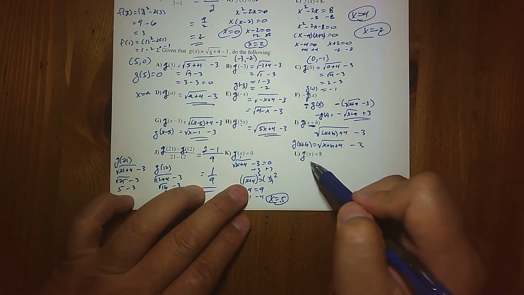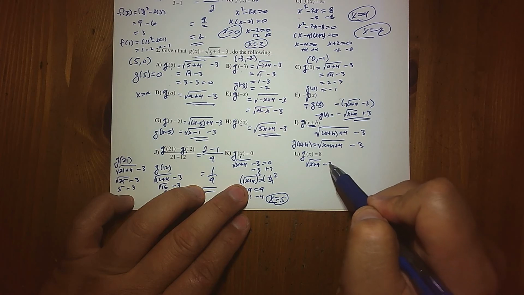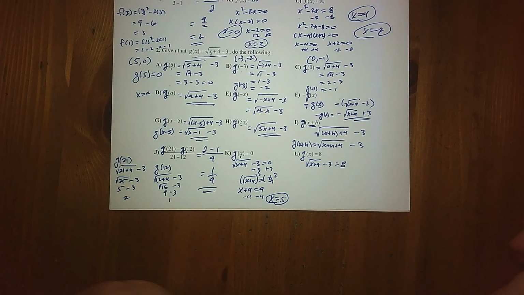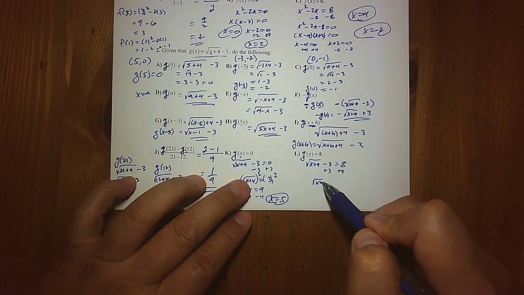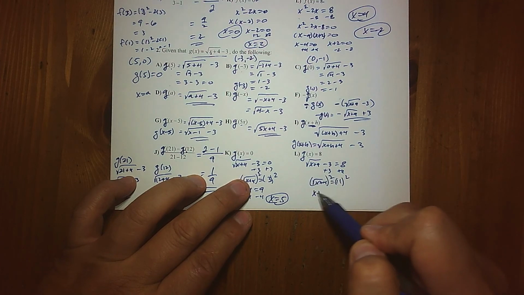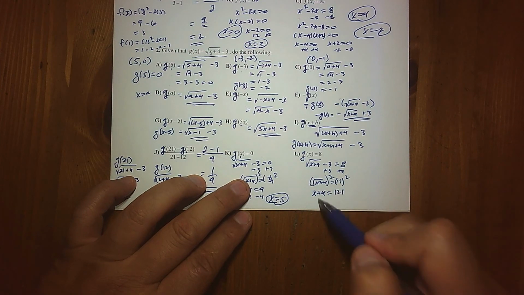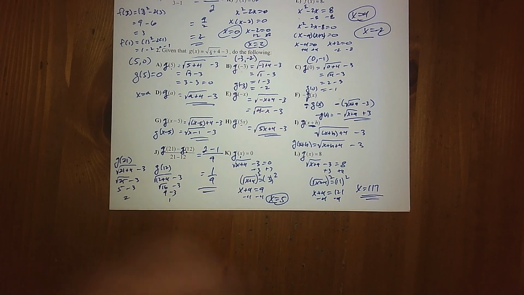Same thing here. g of x is equal to 8. So I'll take my function. In this case, it's the square root of x plus 4 minus 3. And I've got to figure out when that equals 8. Again, it's another radical. So we solve that by isolating the radical, squaring both sides to get rid of the radical. We get, I think, 121, subtracting 4, and in this case we get 117.